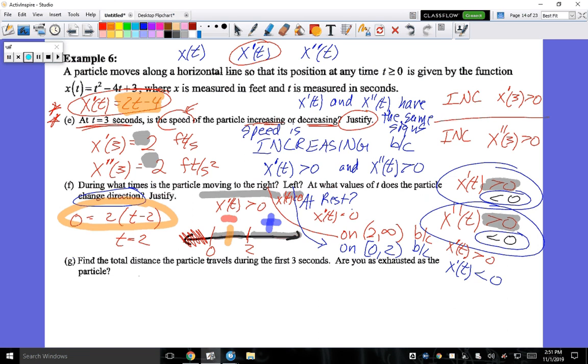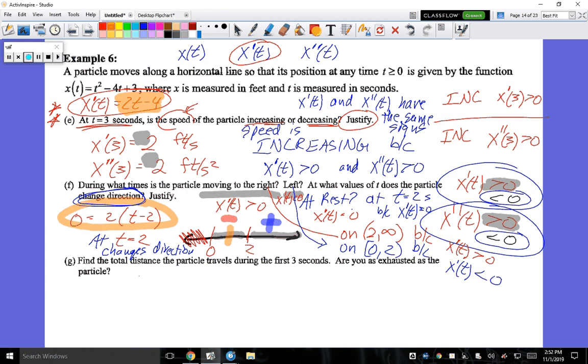It's at rest. Notice it's not on, it's at time t equal to 2, and you would say seconds, because x prime of t is equal to 0. Guys, can you tell me when it changes direction? Not at 0. Oh, you said 2? Okay, I'm sorry. Yes, at time t equal to 2, it changes direction because what?